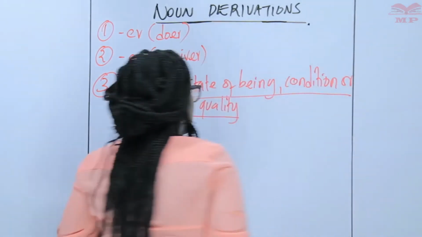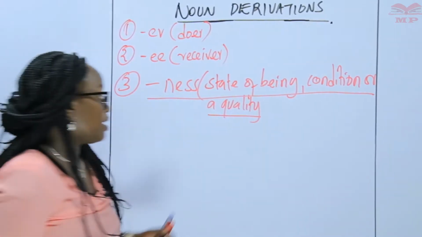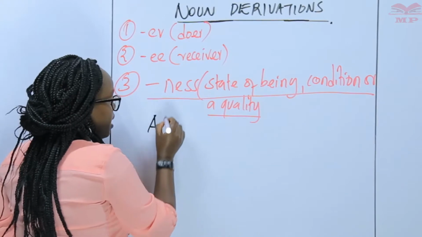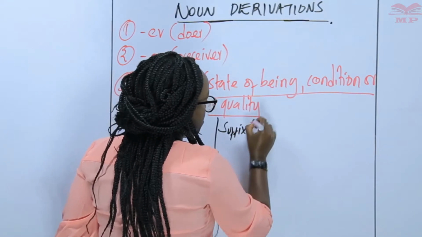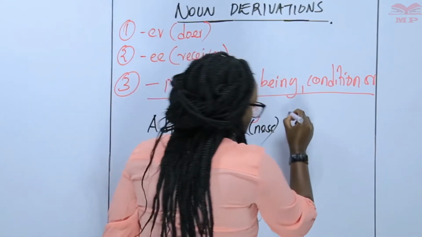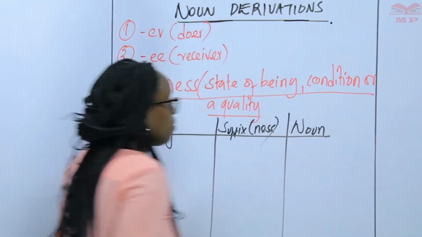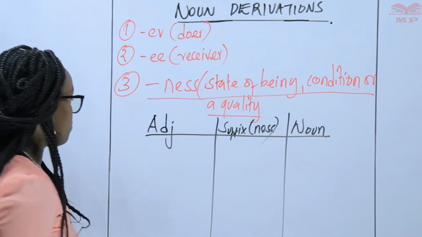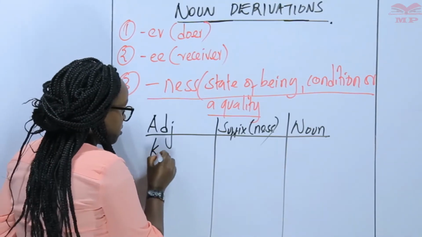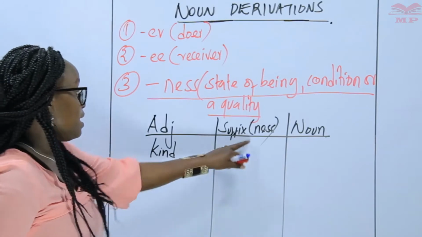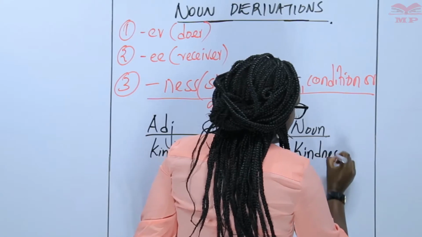We add the suffix ness mostly to adjectives, and I'm going to give a few examples so that you can get what I'm saying. We are going to have the adjectives on this side, then of course the suffix that we are working with, which is ness, and here we'll have the noun that is formed. We could start with an adjective such as kind. If we add ness to this one, we get the noun kindness.